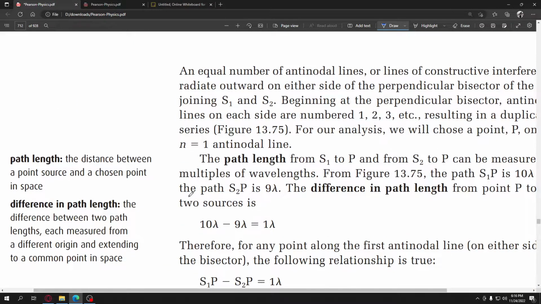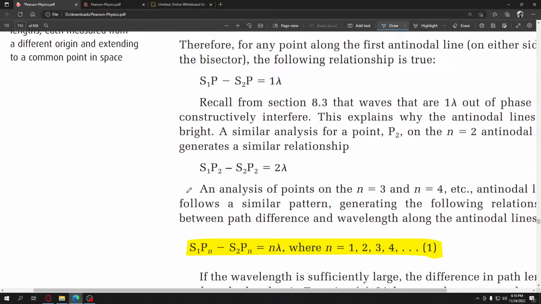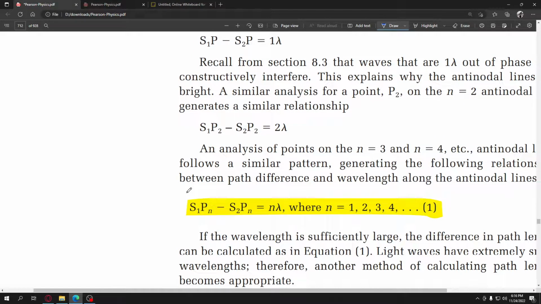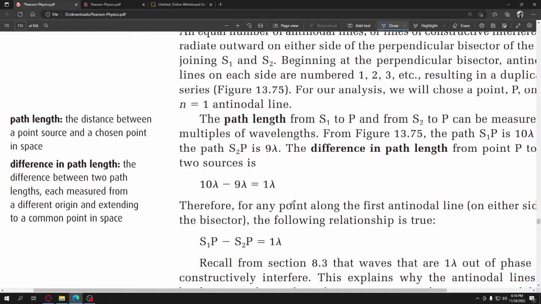From there we can come up with the path difference. And here is the analysis of the point. S1 Pn minus S2 Pn is equal to n lambda. Alright, what is S here then, right? That's the main thing here. Path length from source 1, this is S1, and from source 2 it is S2. So S1 P minus S2 P equals 1 lambda.